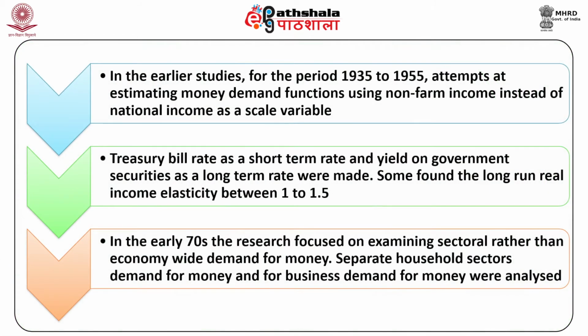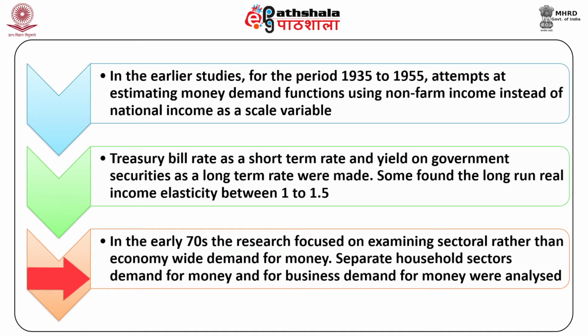In the earlier studies for the period 1935 to 1955, attempts were made at estimating money demand functions using non-farm income instead of national income as a scale variable, and treasury bill rate as a short-term rate and yield on government securities as a long-term rate. Some found the long-run real income elasticity between 1 and 1.5.